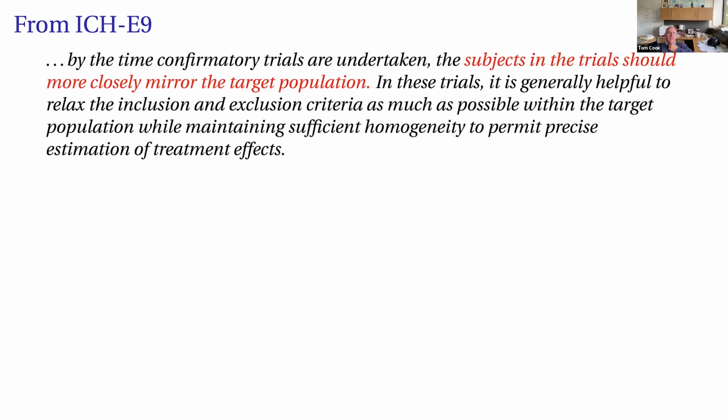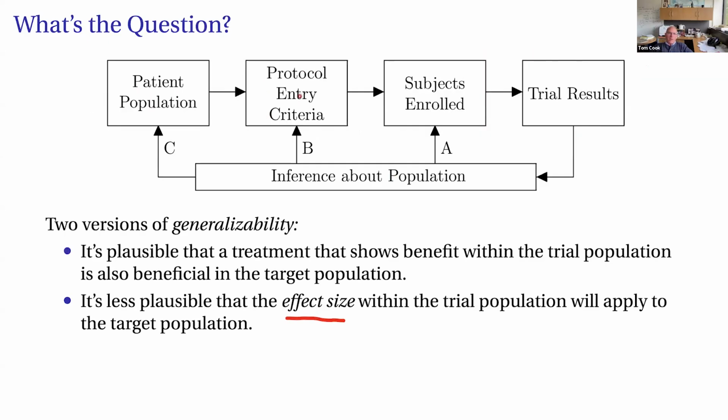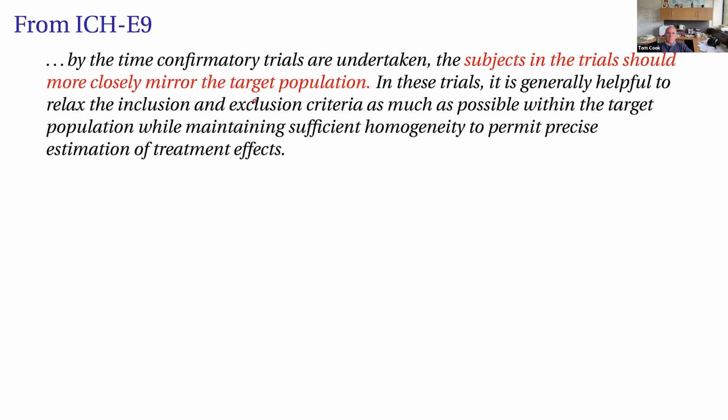Here's some text that came from the ICH-E9 guidance. This is the International Conference on Harmonization of Statistical Principles in Clinical Trials. And they say this: by the time confirmatory trials are undertaken, subjects in the trials should more closely mirror the target population. So they want to say these protocol entry criteria should look as close as possible to the overall target population. In these trials, this generally helps to relax the inclusion and exclusion criteria as much as possible within the target population while maintaining sufficient homogeneity to permit estimation of treatment effects.